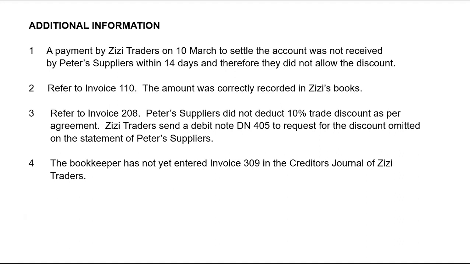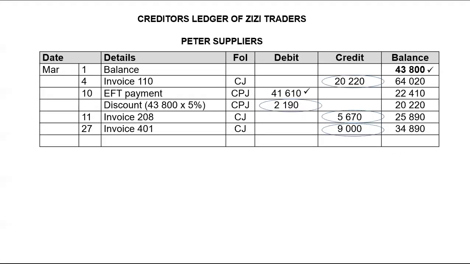Number two, what does it say? Refer to invoice 110. The amount was correctly recorded in ZZ Traders books. So it was correctly recorded in our books. Now let's check which invoice they're talking about, which is invoice 110. We recorded as 20,220. So what can we do now? Yeah, we can celebrate and say, yay, we are correct.